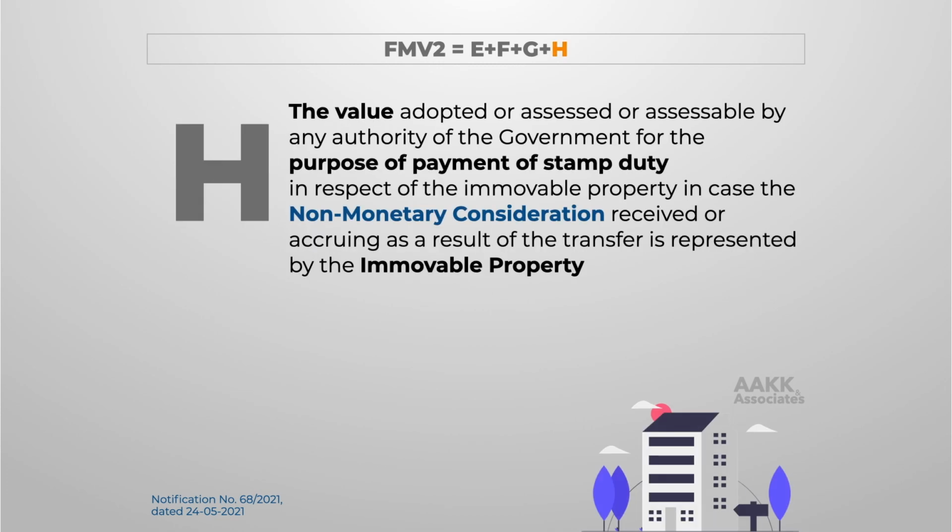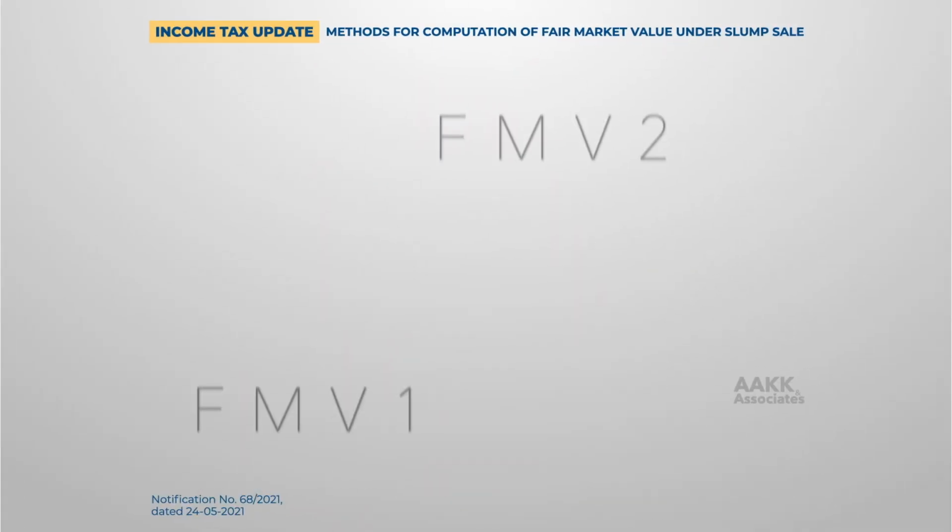Component H is the value adopted or assessed or assessable by any authority of the government for the purpose of payment of stamp duty in respect of the immovable property, in case the non-monetary consideration received or accruing as a result of the transfer is represented by the immovable property.